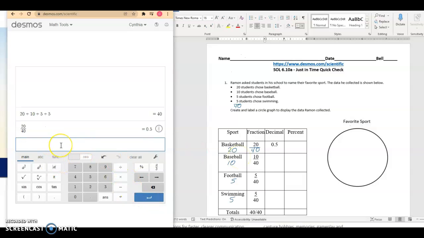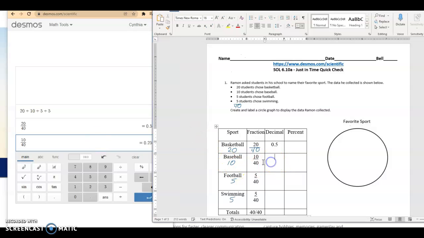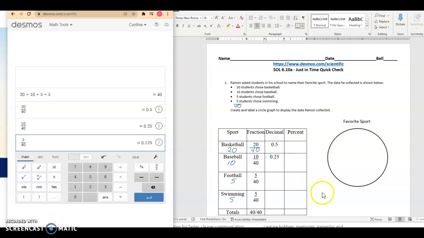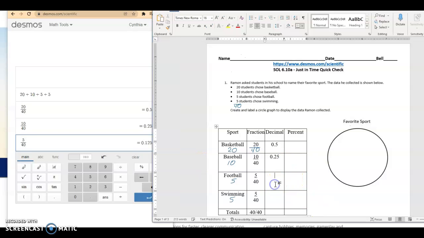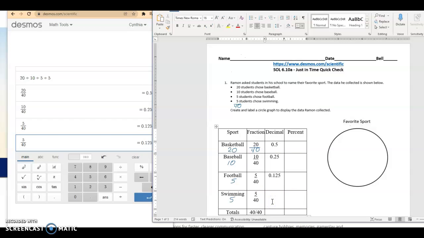And I'm going to click on the blue button to give myself a fresh line. 10 divided by 40. That's going to give me 0.25. 5 divided by 40 is going to give me 0.125, and 5 again divided by 40 is 0.125.